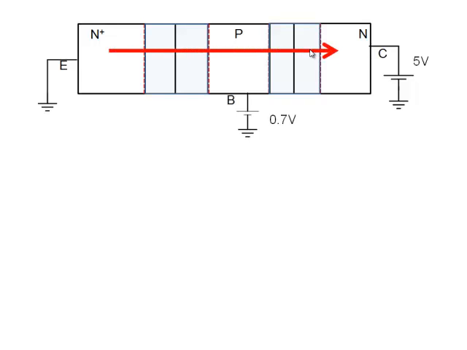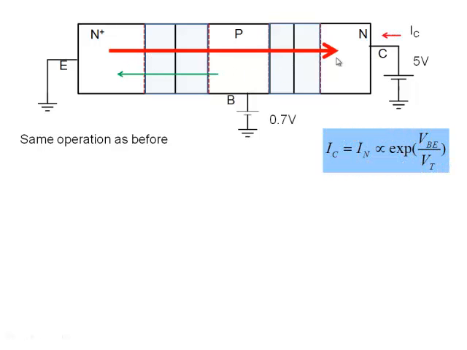So I can do this also. The same thing will happen even in this case. Note, because this is forward biased here, electrons will be injected. They'll travel all the way to the collector. Holes will be here. And I have the same operation as before. So whether I apply the voltage from this side, all I need to do is ensure that the emitter base junction is forward biased and the collector base junction is reverse biased. So IC, as I said earlier, is basically equal to IN.